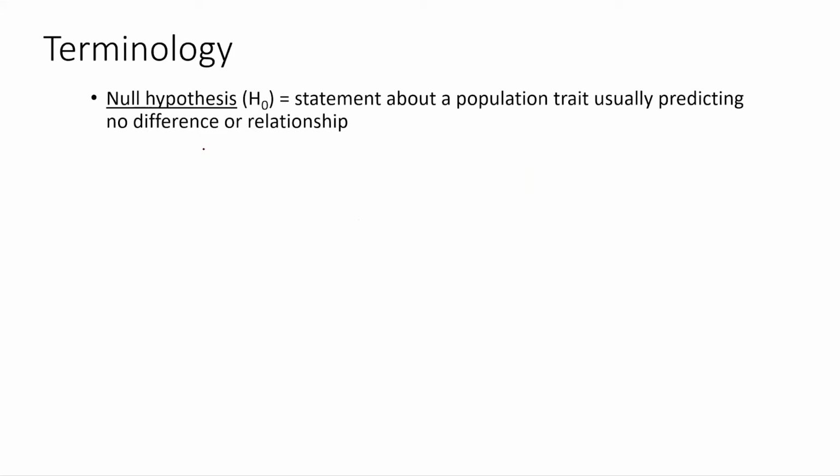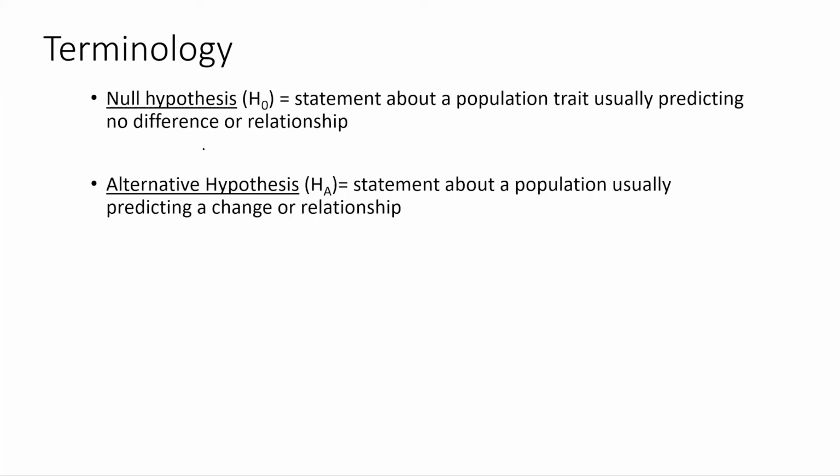A null hypothesis, or H sub 0 or H naught, is a statement about a population trait usually predicting no difference or relationship. So in the previous example, if we're talking about the weights or sizes between males and females, our null hypothesis would probably be that there is no difference between males and females. Our alternative hypothesis, H sub A, is our statement about a population usually predicting a change or relationship. So an alternative hypothesis for the male and female example may be that males are larger than females, or females are larger than males.